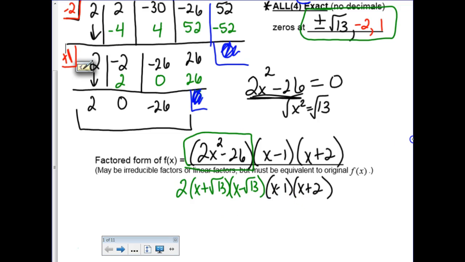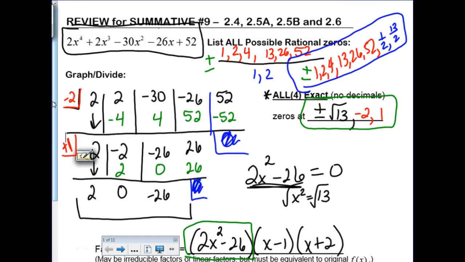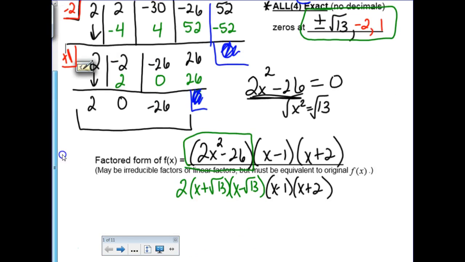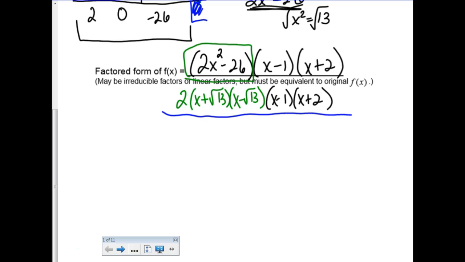All right, here's the last thing I want you to double check, guys. The original problem had a coefficient of what for the lead term? 2. Does your problem that you just wrote down have a coefficient of 2 as well? Yes, because here's what's happening to some of you. Some of you take this step right here, and you write all those 4 zeros as factors, which is a great plan. It's not a wrong way to do this question. So you'll say x plus square root of 13, x minus square root of 13, x minus 1, and x plus 2. But what's wrong with this as a final answer?